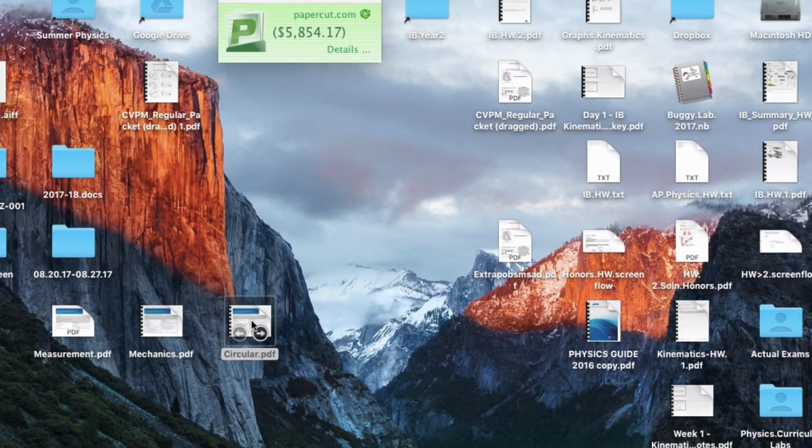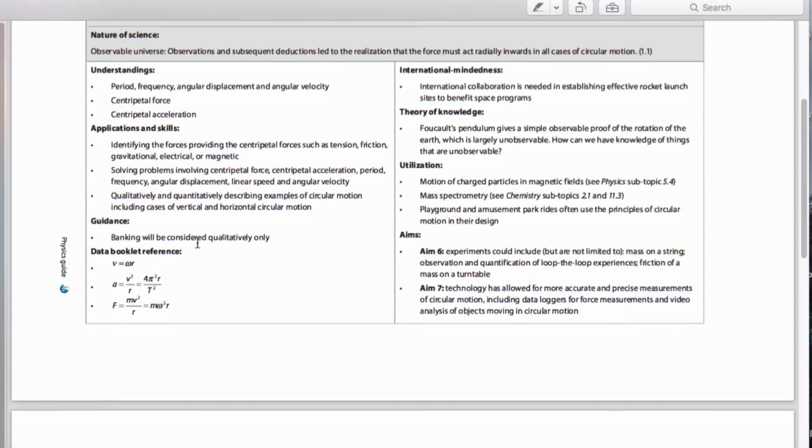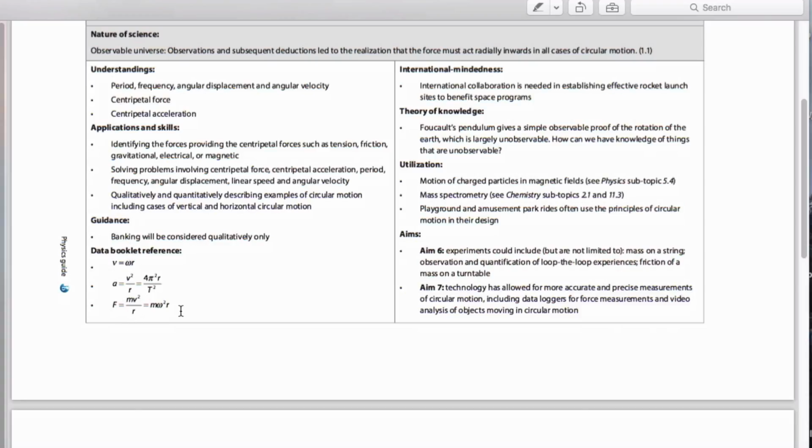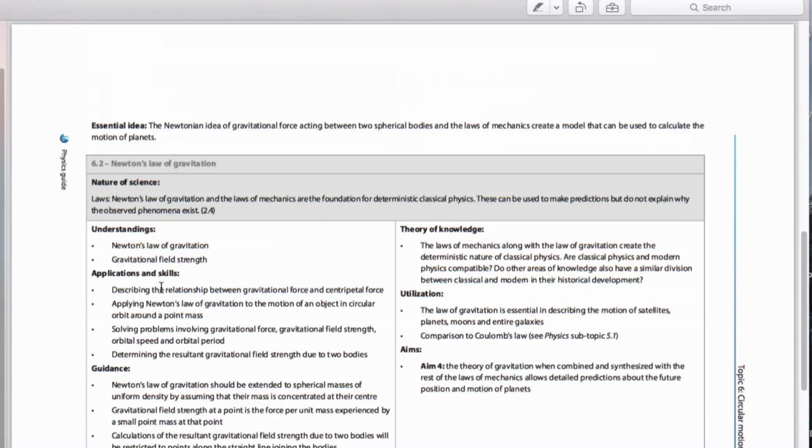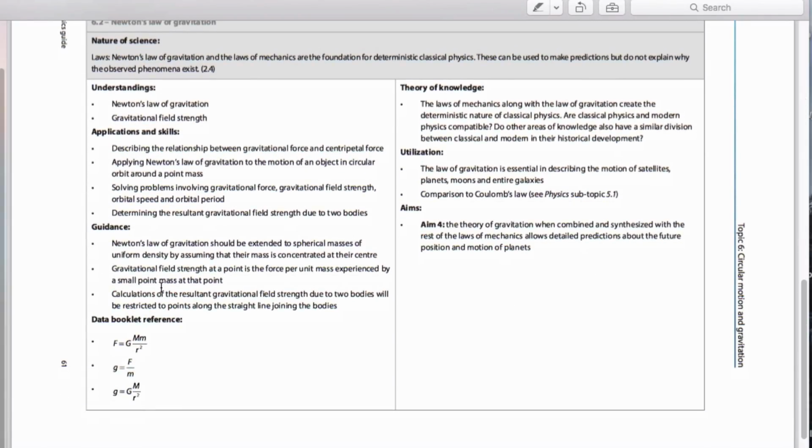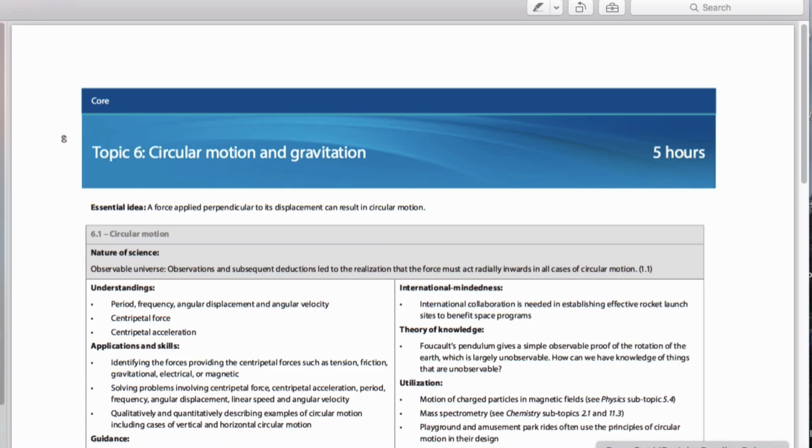And then in circular motion, we covered the notion of centripetal acceleration, centripetal force, and we also discussed Newton's universal law of gravitation, and we talked a little bit about Kepler's laws, which is how planets go around the sun, and how satellites go around the Earth, and some of those relevant laws. So that was a summary of last year.